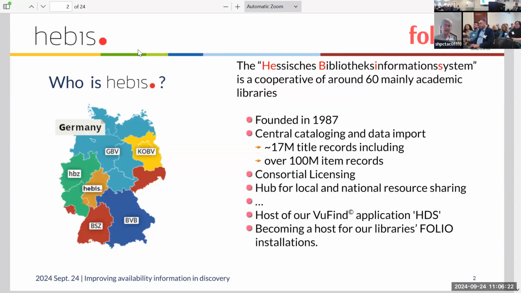Then there are a lot of additional services we offer to our libraries, but this is not our concern today. What is important for us is that our libraries are going to switch from the former library system to FOLIO, and this has some impacts for our work. We are already hosting VuFind applications for our libraries to have a nice experience for them, and in the next years, we will host FOLIO installations for our libraries.